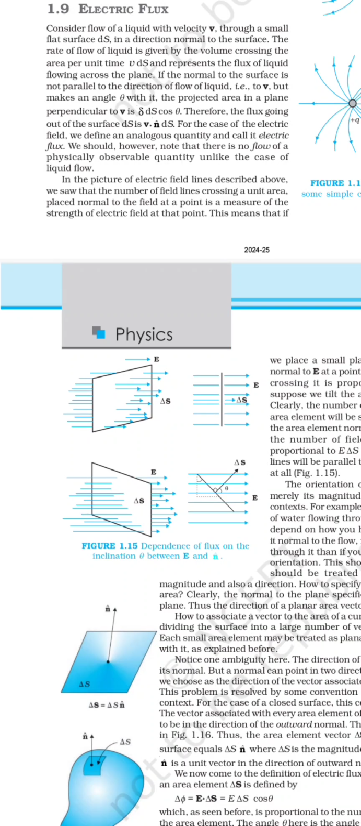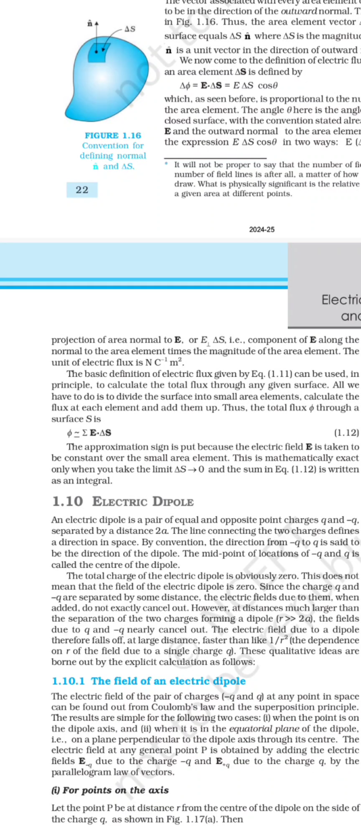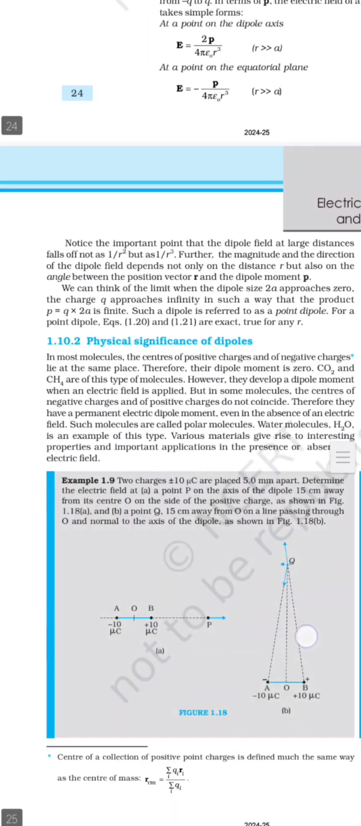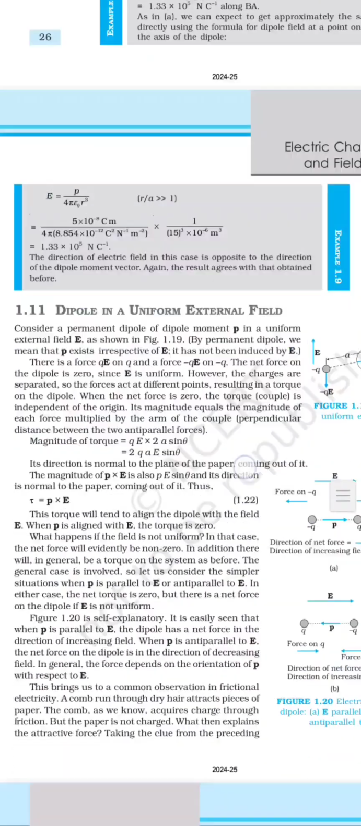Okay, electric dipole. Next topic we have the field of an electric dipole, with different positions: points on the axis and points on the equatorial plane. For the axis, we have E equal to KQa by r cube. On the equatorial plane, we have KQ by r square plus a square. Next we have physical significance of dipoles, that is the dipole moment is zero. Next we have dipole in a uniform external field. Magnitude of torque is QE sin theta, 2QEa sin theta, and tau is P cross E.